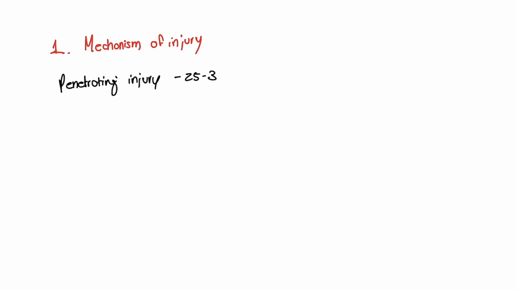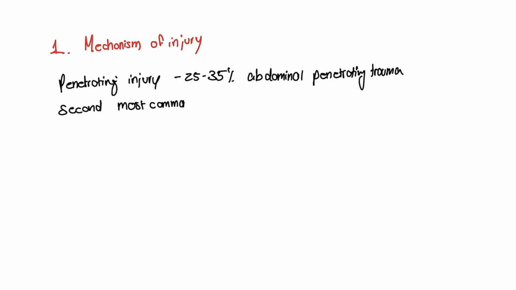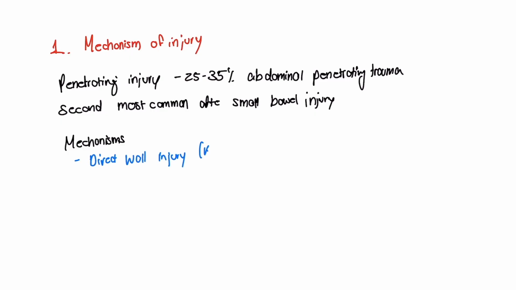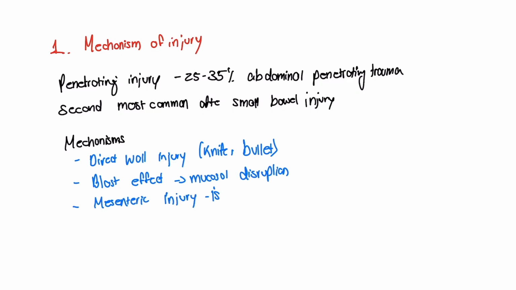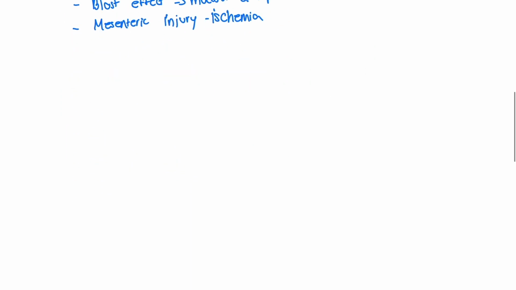First, mechanism of injury. How do these injuries happen? Penetrating trauma accounts for nearly 25 to 35% of abdominal penetrating trauma, second most common after small bowel injury. The mechanisms here are direct wall injury, such as a knife or a bullet. There can also be a blast effect that causes mucosal disruption, and there could be mesenteric injury that leads to ischemia. In blunt injury, this is usually only around 1% incidence.